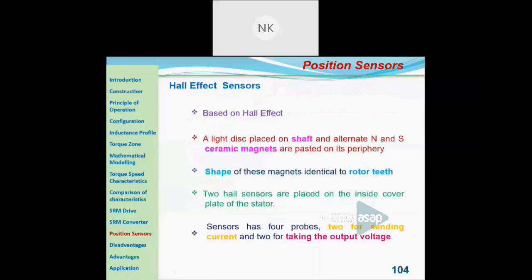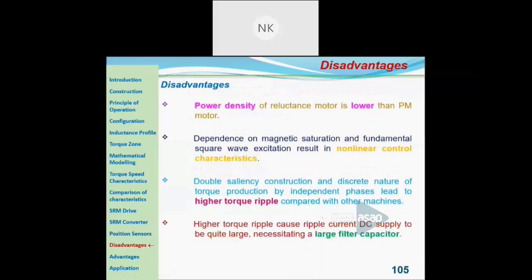And next, with the Hall effect sensor, the light disk will be placed on the shaft with alternate north and south ceramic magnets. Then here you have the disadvantages of the switched reluctance motor.